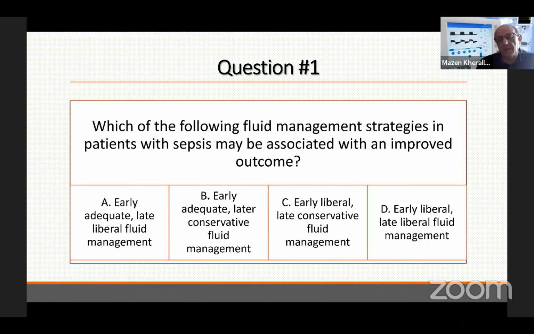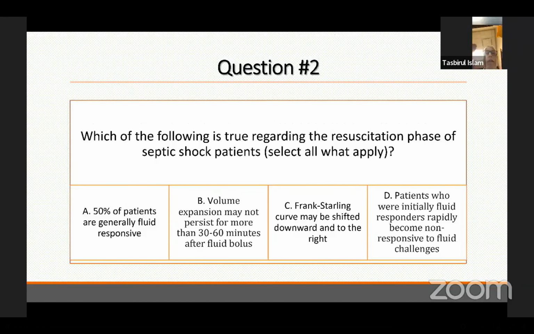What is the answer for this question? The answer is, as we showed in the two observational studies, that early adequate, late conservative fluid management is the answer to this question. Again, the answer is what we're seeking that may be associated with improved outcome. We are not sure 100%, but it may be associated. You need to adequately resuscitate your patients early, and then at a later point you can do conservative fluid management. The answer is B. Very good. Nafisa, keep an eye on who answered first.